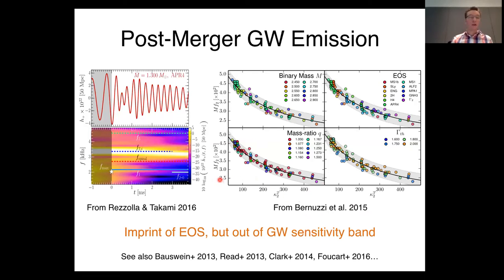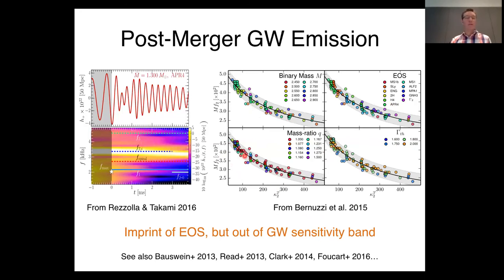Here he shows one of these frequencies, this is the dominant one, the F2, as a function of the tidal parameter of the binary. This is basically a combination of the tidal Love numbers of the two neutron stars. And what he finds is that independently of the mass, the equation of state, the mass ratio, and some detail on how he treated the thermal component in these simulations, there is basically a universal relation between this peak frequency and the tidal Love numbers of the two neutron stars.